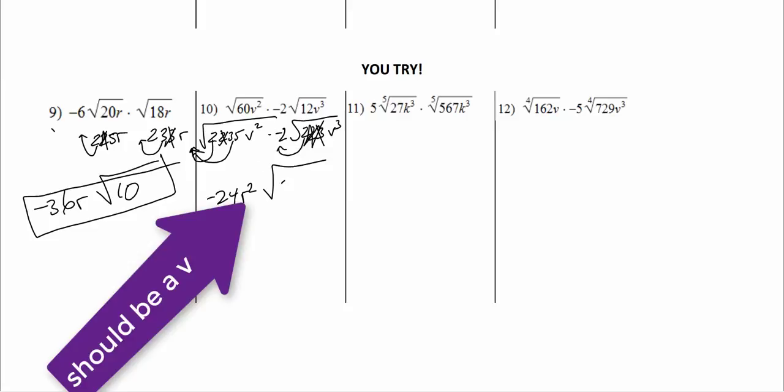I didn't touch a 3. 3. And then I should have just the v left inside. That was pretty easy, pretty self-explanatory there.